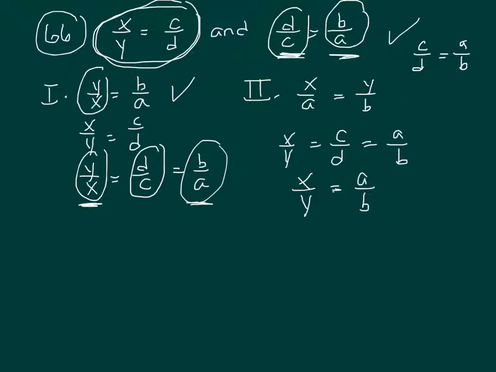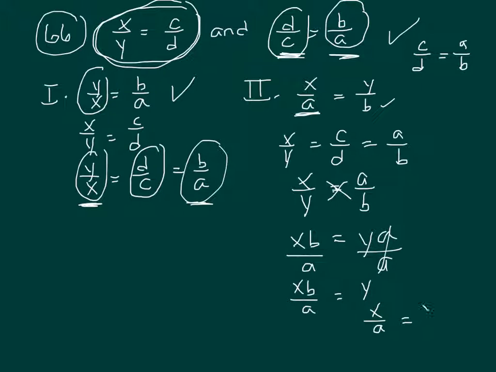Now what am I trying to show? X over a. So I think what I want to do now is cross multiply. X times b equals y times a. And I need to have x over a, so let's divide both sides by a. So these will fall out. So I've got xb over a equals y. And what I want to have over here is b, so divide both sides by b. And that will leave me x over a equals y over b. So that's what I'm trying to show. So 2 works.